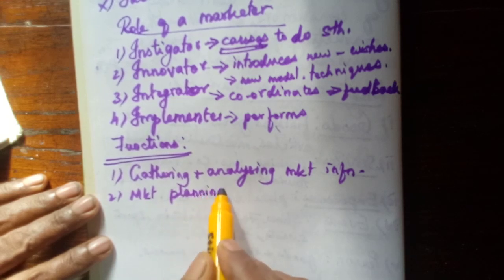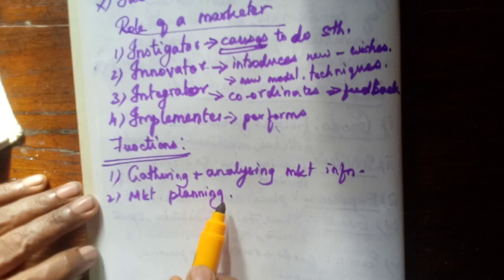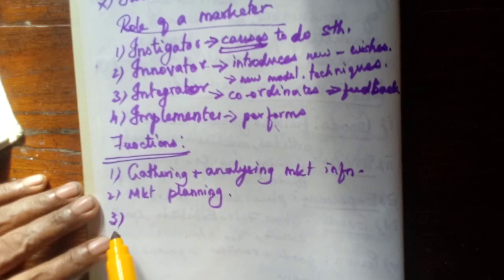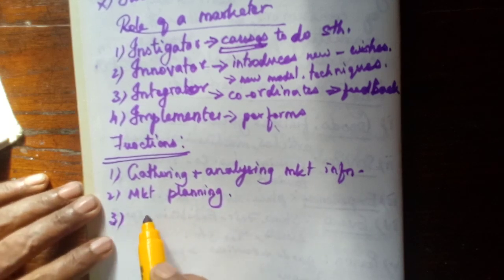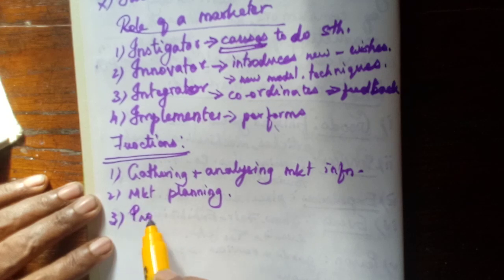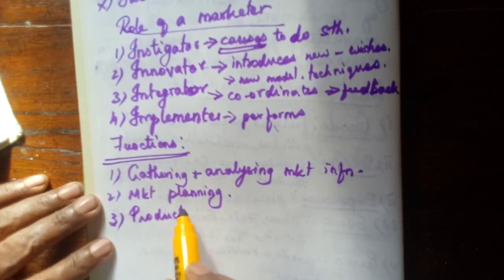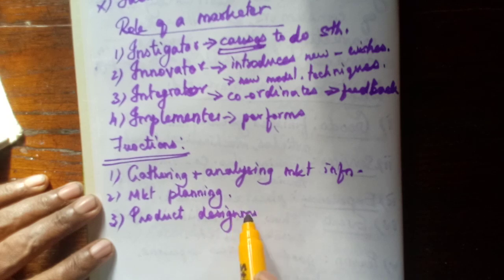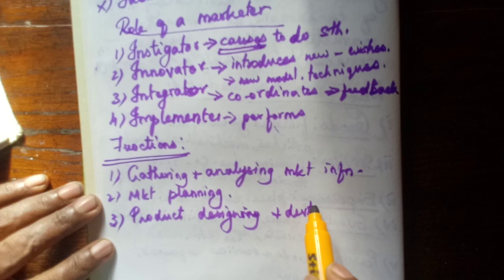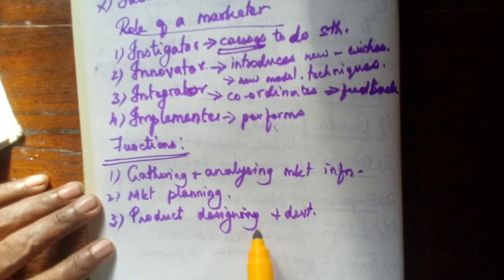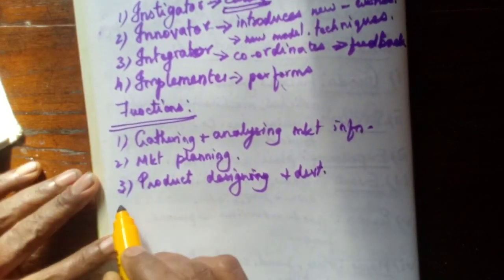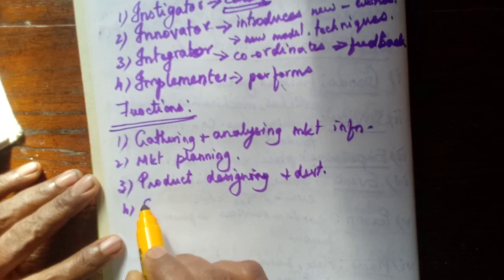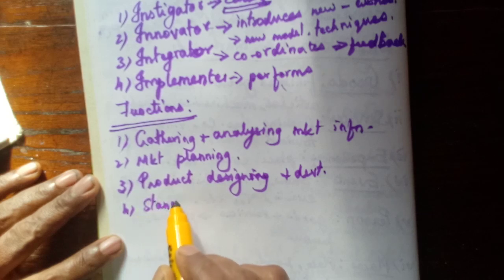How many quantities can be sold in that particular market, all this will be planned by him. Then about the product designing and development. After this, the marketing will be started. Okay, product designing and development. Then standardization and grading.